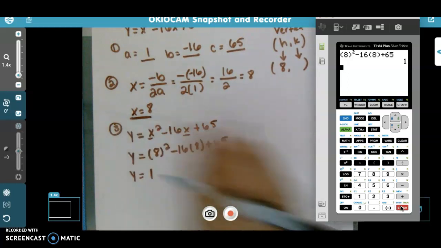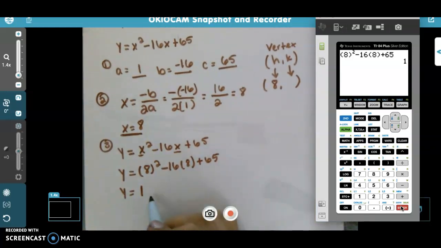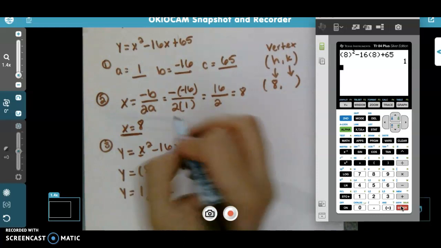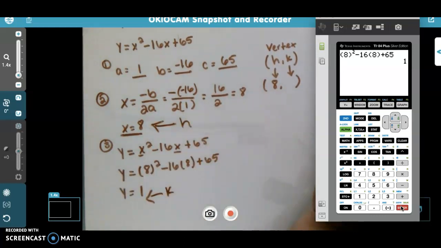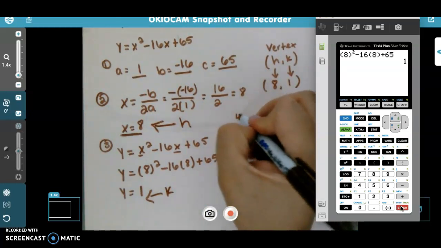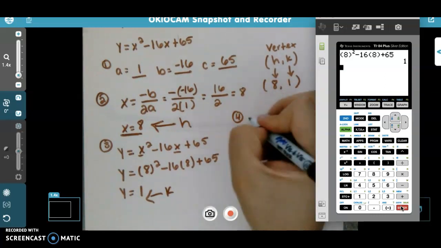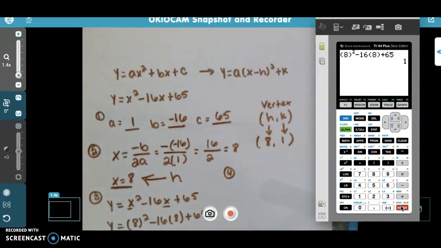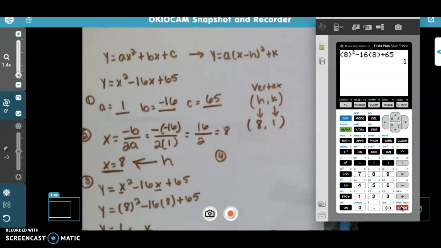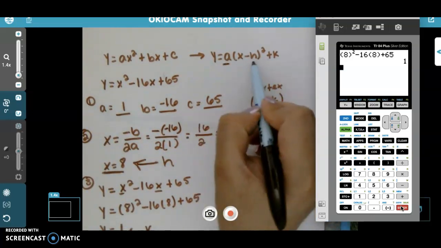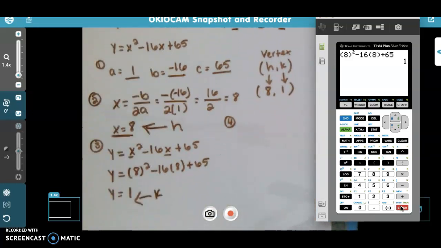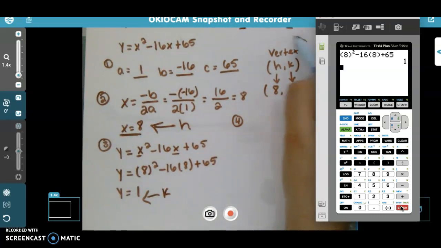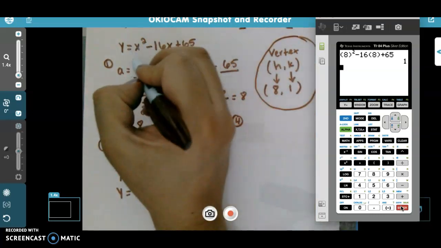Okay, so now we know that this is k, this is h. Okay, that's exactly what you're doing. So k value would be 1. So this is step 4 now. Step 4, now you have to write it into vertex form, because remember, that's our whole goal of doing this, guys, because we're trying to get this into vertex form. So 2 things you need for vertex form is the a coefficient and the vertex. So we have those 2 things. We have the vertex and we have the a coefficient.